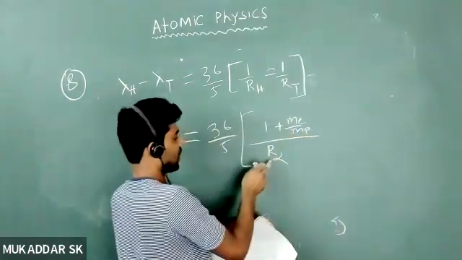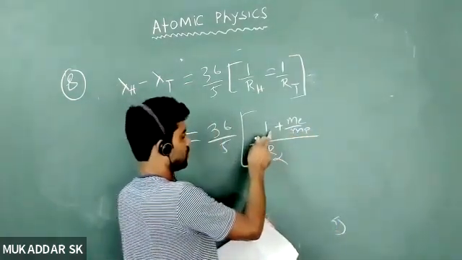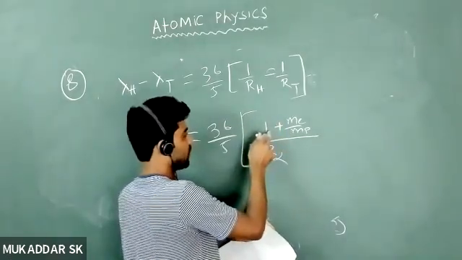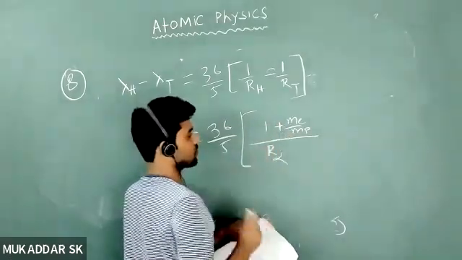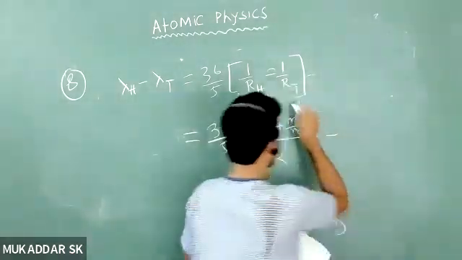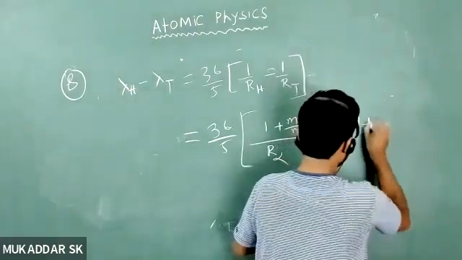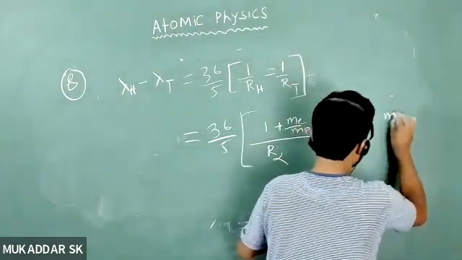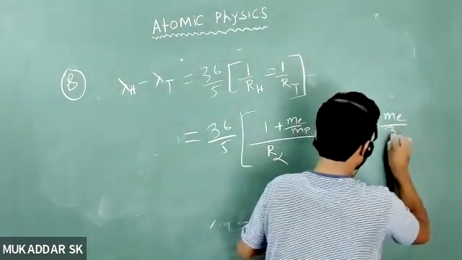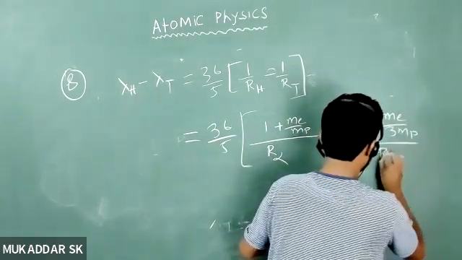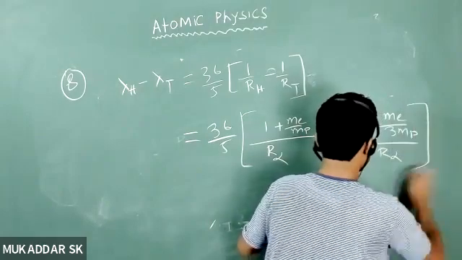So RH will be R infinity plus, and that part will come in the numerator, and that is nothing but 1 plus mass of electron divided by mass of proton. Similarly, if you substitute this for RT, you will get 1 plus mass of electron divided by 3 times mass of proton, and you will have R infinity here also.